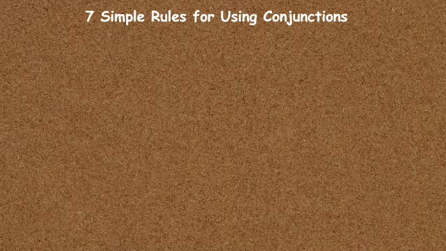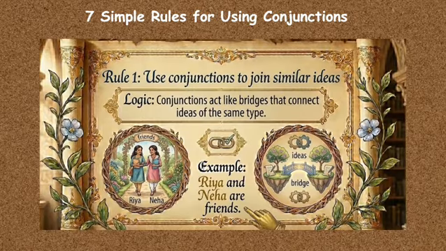Now, moving ahead, we have 7 simple rules for using the conjunctions. Starting off with rule number 1. Rule number 1 says, that use conjunctions to join similar ideas. The logic behind this rule is that conjunctions act like bridges that connect the ideas of the same type.